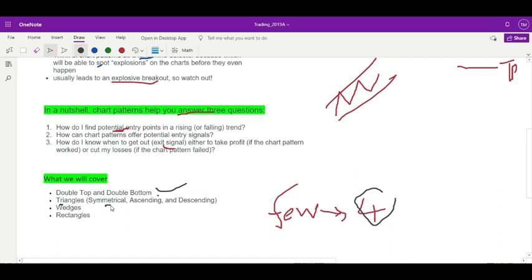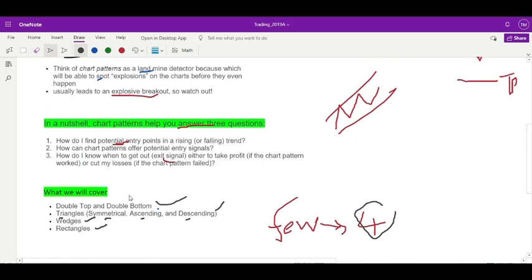These are symmetrical triangles and ascending triangles. We'll go in depth, so for now don't worry. Wedges are also another type of triangle, and then rectangles. We'll cover this as we go through our course, so don't worry about what a wedge is. We'll cover everything.